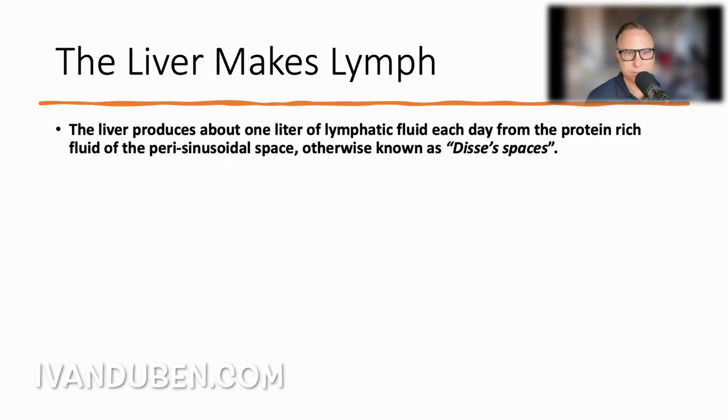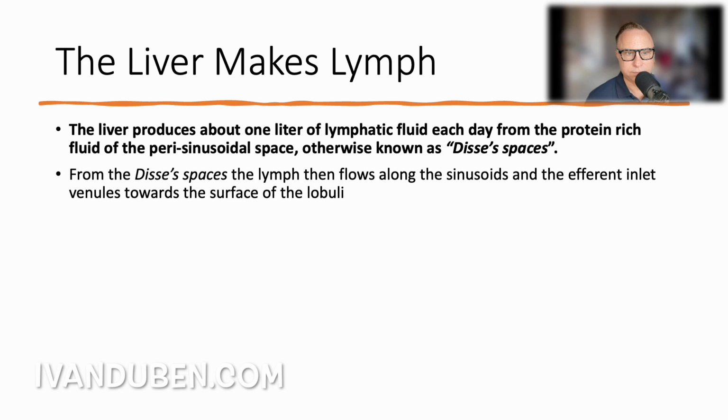The liver produces about 1 liter of lymphatic fluid each day from the protein-rich fluid of the perisinusoidal space, otherwise known as Disse's space. Also important when we're looking at the liver as a hub for the lymphatic system, not just the connection of nodes, but also the fact that it's responsible for such a high degree of lymphatic fluid.